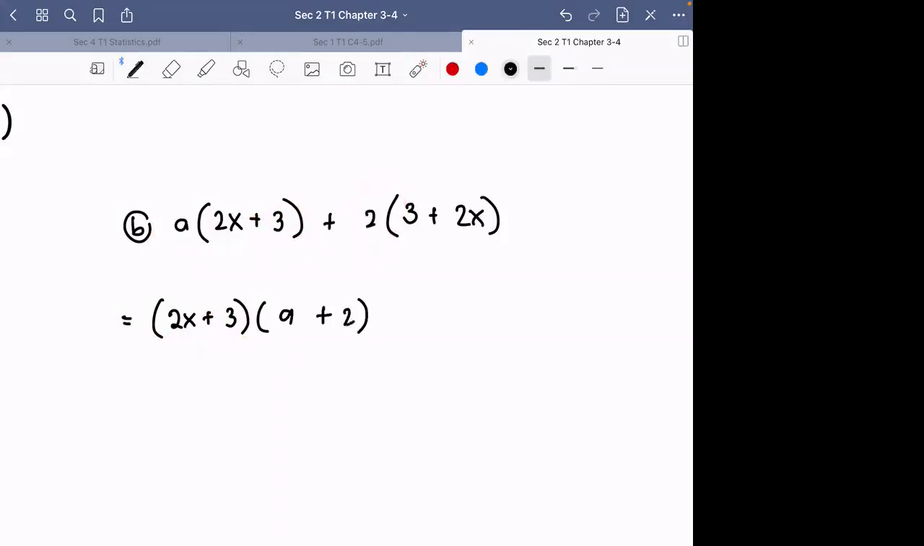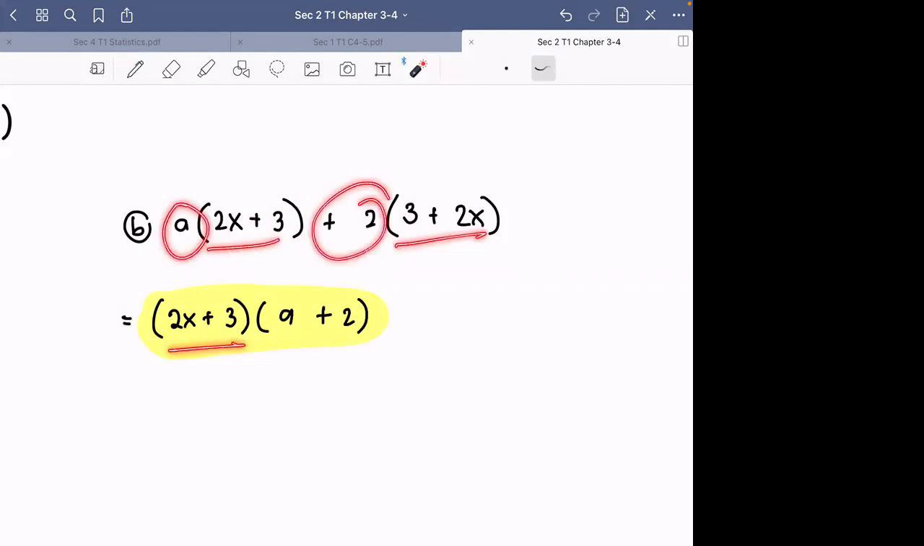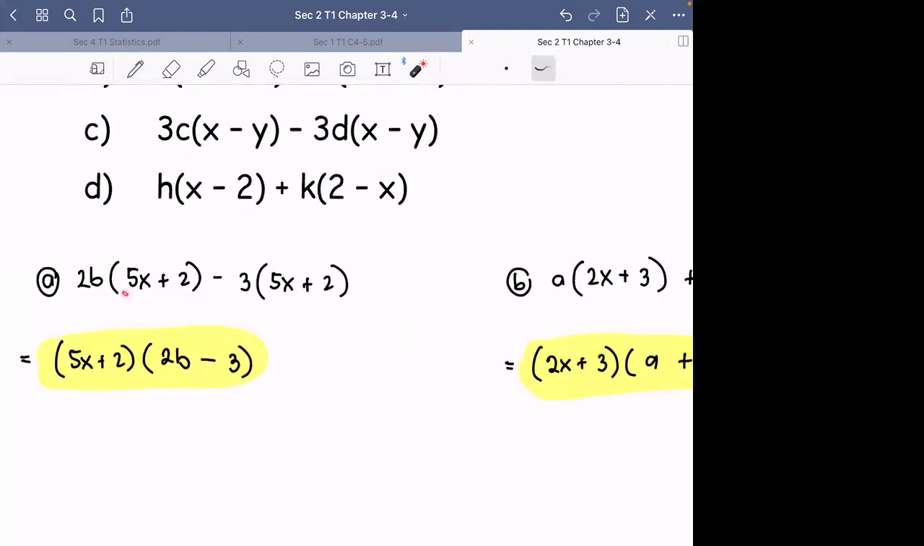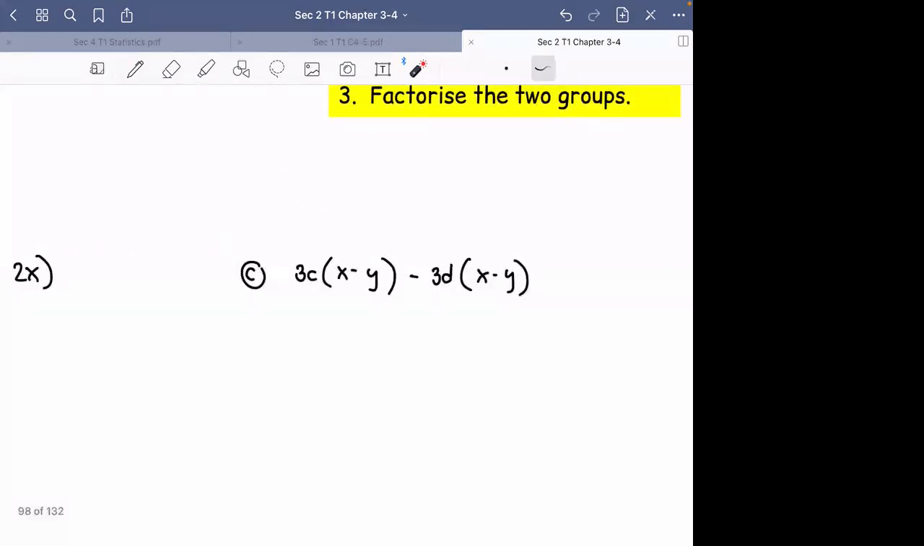You see the pattern, class? There's a pattern, right? You just write the common factor and then just write a plus 2. Same with letter A. You write the common term and then what's left? 2b minus 3. That's it. Alright, that's the pattern.